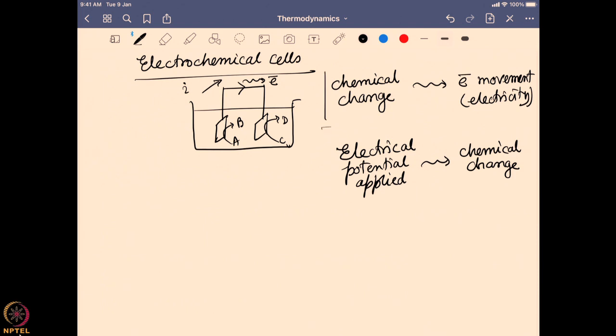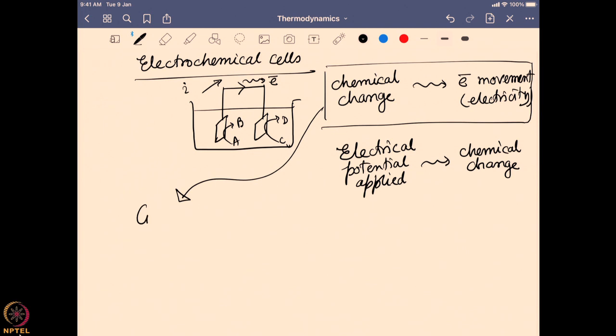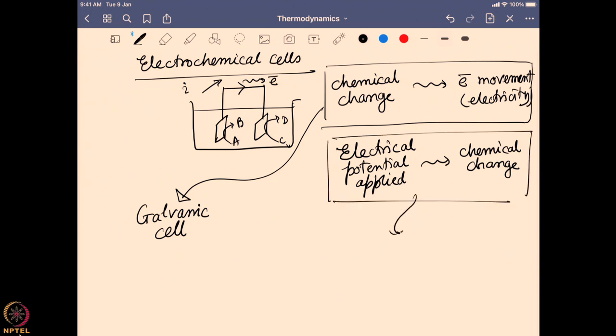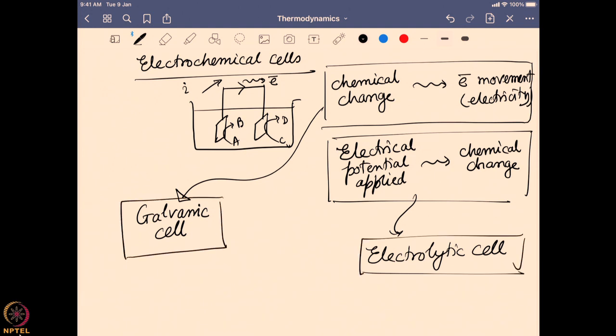Now, if a chemical change is happening first and that is creating the electricity movement, that is known as a galvanic cell. And if the second thing is happening, where the electricity is actually bringing the chemical change, it is known as an electrolytic cell. So, these are the two different variations of electrochemical cells we talk about, and it all depends on the directionality of the system. Like, is it a chemical change bringing the electricity or the electricity bringing the chemical change. And depending on that, we can differentiate them as galvanic cell and electrolytic cell.